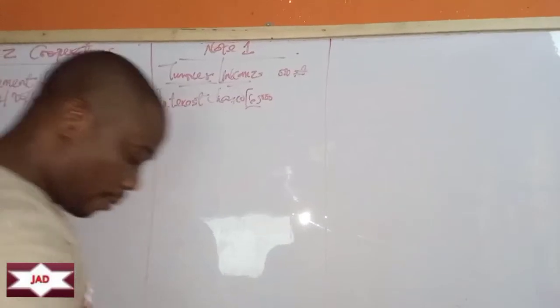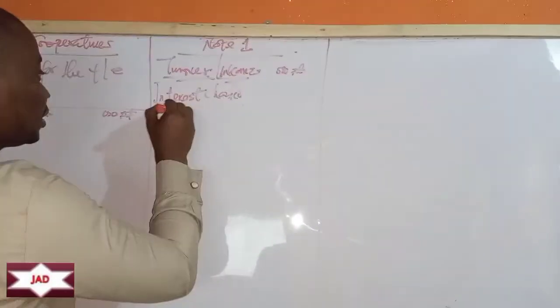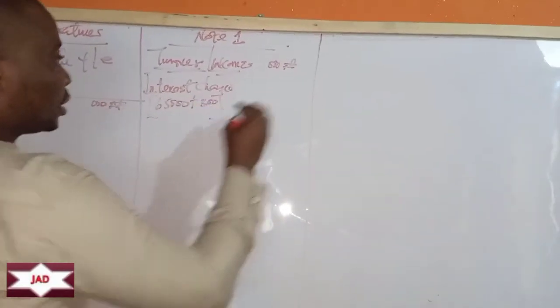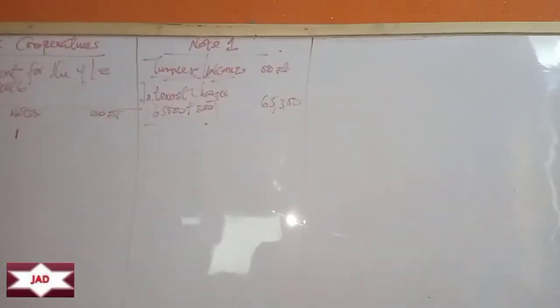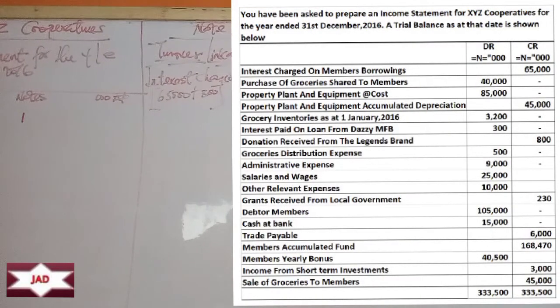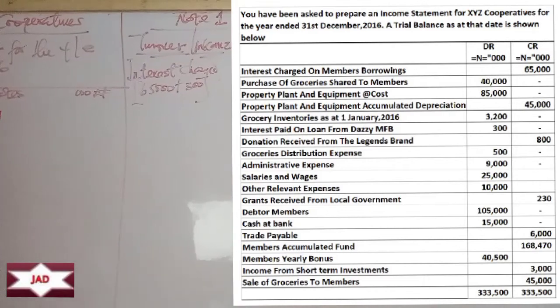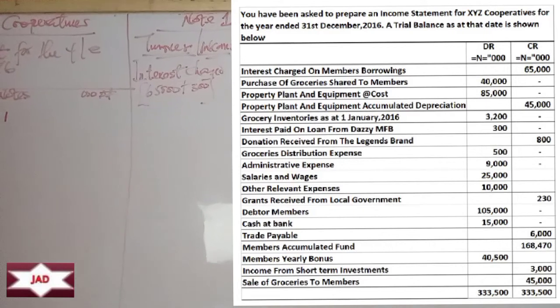So we have 65,000 plus 300. Let's create some space here. So we can say 65,000 plus 300, that will be 65,300. So the next item there, we have purchase of groceries shared to members. So that means the cooperative bought some inventory items and shared to members.